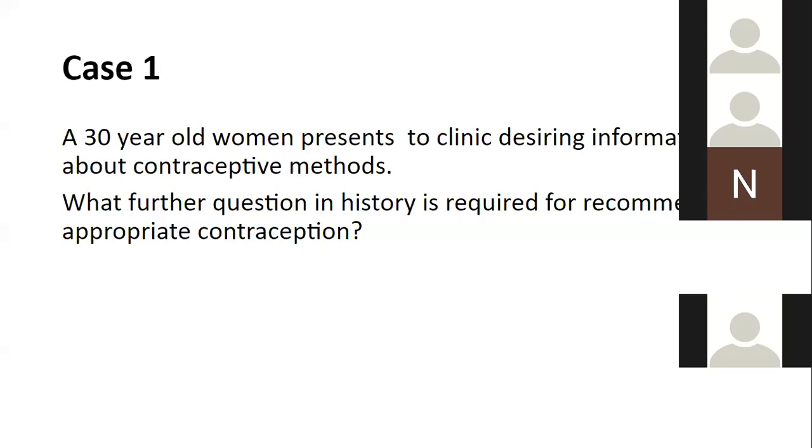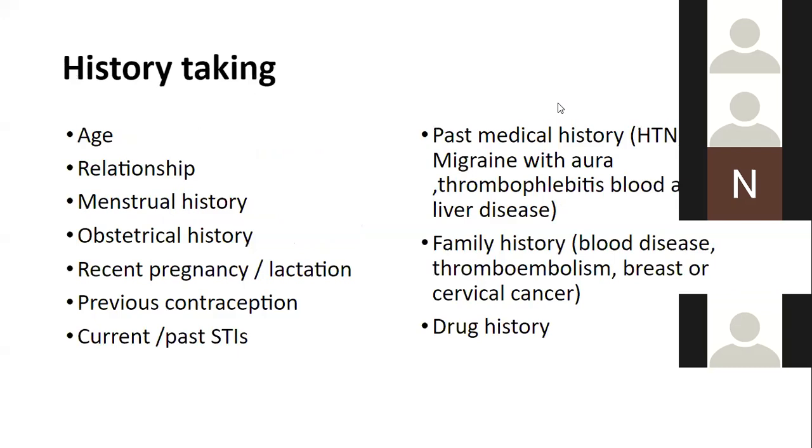So part of it is going to be the history taking bit, and the other bit is having a prior knowledge of the different contraceptive methods available. As far as the history taking is concerned, these are the areas in history taking which need to be looked at in more detail when we are looking for a history for contraception.